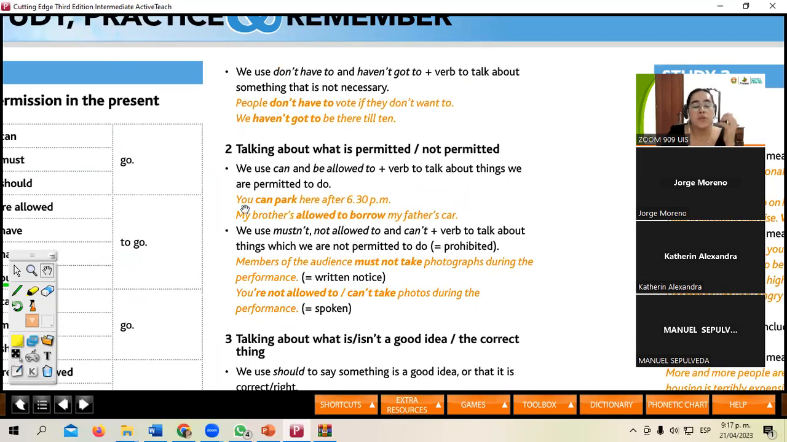Okay, now we talk about can or be allowed to. Para cosas que tenemos permitidas hacer. Can o be allowed to. El can normalmente, como lo usamos, you can park here after 6:30 p.m. Puedes parquear acá después de las 6:30. My brother is allowed to borrow my father's car.